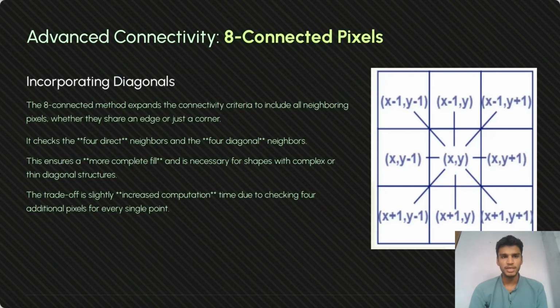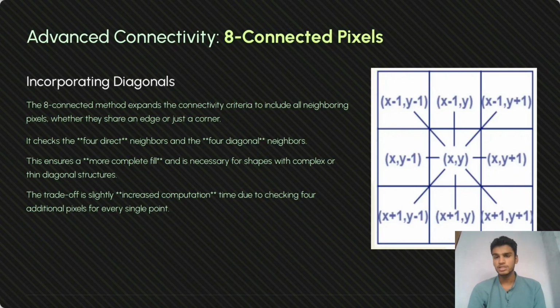We can implement floodfill algorithm with 8 connected pixels also. The 8 connected method expands the connectivity criteria to include all neighboring pixels whether they share an edge or just a corner. It checks the 4 direct neighbors and the 4 diagonal neighbors also. It ensures a more complete fill and is necessary for shapes with complex or thin diagonal structures. The trade-off is slightly increased computation time due to checking 4 additional pixels for every single point.